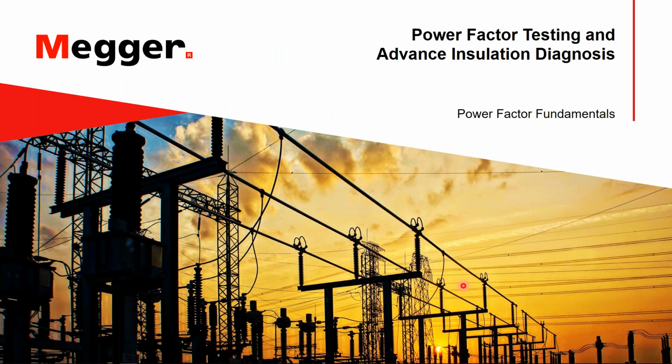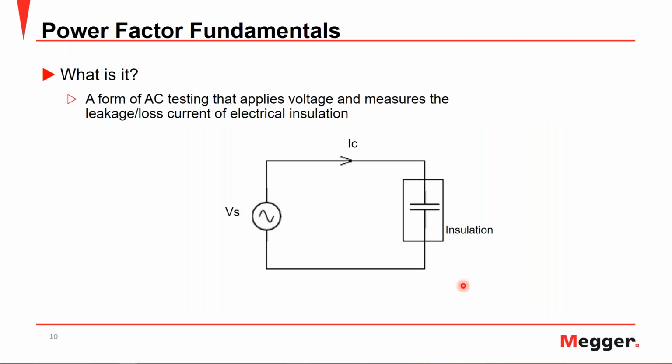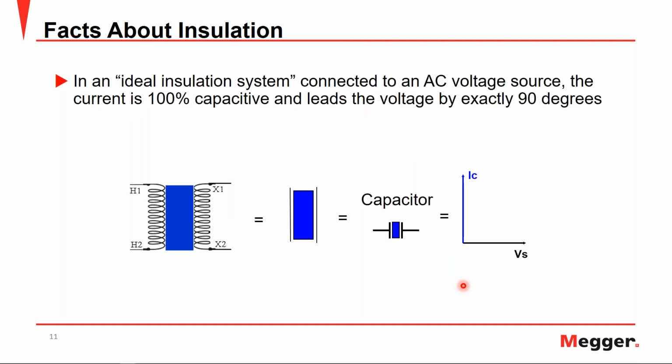Now let's go ahead and start moving into the power factor fundamentals. When we talk about power factor, what exactly is a power factor? Power factor is a form of AC testing that measures leakage current or loss current of an insulation. And the intention of the power factor measurement is to determine the integrity of the insulation, where the ideal insulation would not allow any of this leakage current to flow. When we talk about the ideal insulation, we can look here where you have your primary side windings and your secondary side windings that are separated by a dielectric, which is the insulating material in between.